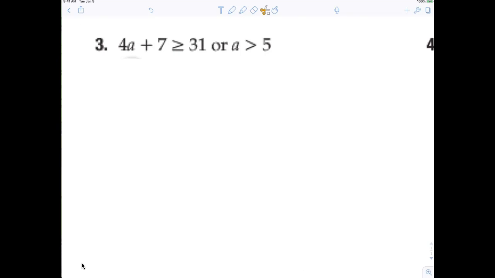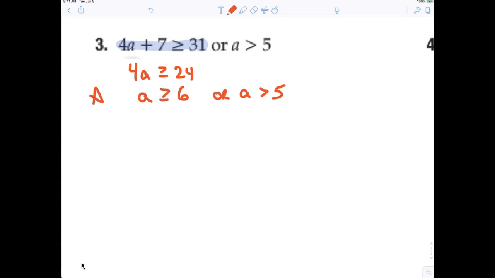I really need your attention here. This is kind of hard. This one, a little bit different. So for the first one, right here, I have to do what first? Subtract what? Six. Subtract 7. So now I have 4a is greater than or equal to 24. And then I have a would be greater than or equal to 6. Or a is greater than 5.